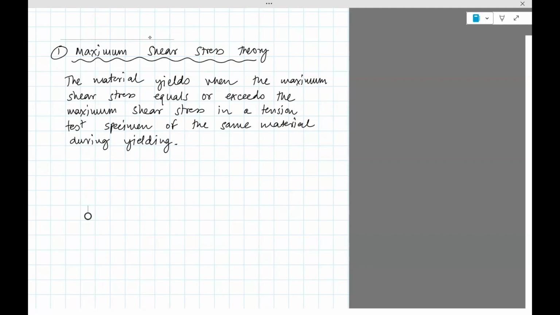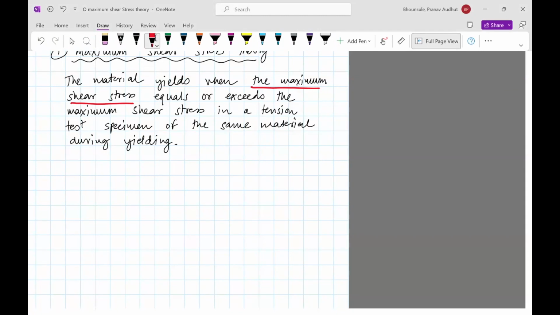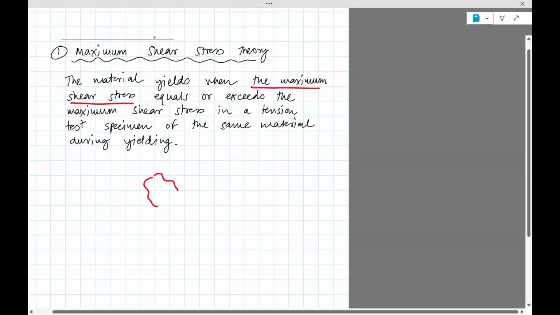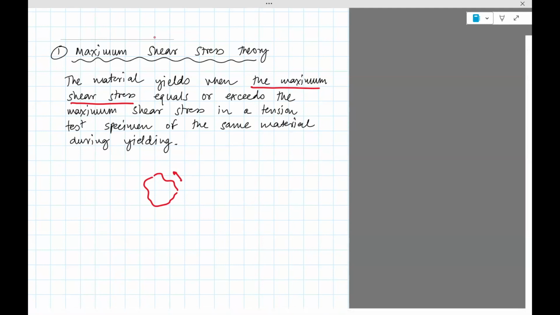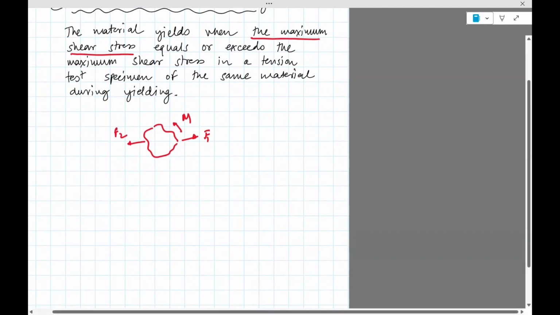Okay, so there are two things which I think are important. So what I'll do is I'll explain those things. So the material yields when the maximum shear stress. Okay, so what this is saying is in a general scenario where there is some material which is loaded, you need to first compute the maximum shear stress. So let's assume that there's some material, it's subjected to some complicated loading, moment, F1, F2, and so on.